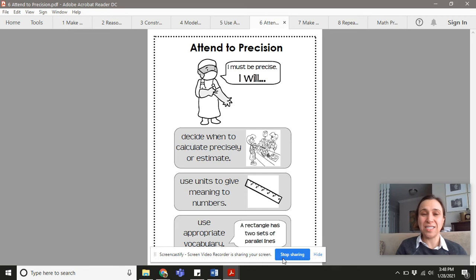Practice standard number 6 is attend to precision. I will decide how precise I need to be depending on the situation. I will decide, can I just make an estimate or do I need an exact answer? I will also attach units to my answer to help other people understand what I am saying. So if I told my teacher the answer is 5, my teacher doesn't know if that means 5 cents, 5 dimes, $5. I have to attach a unit to it for it to make sense in that context. And when I talk about a situation, I will make sure I use appropriate mathematical vocabulary to communicate my thinking.